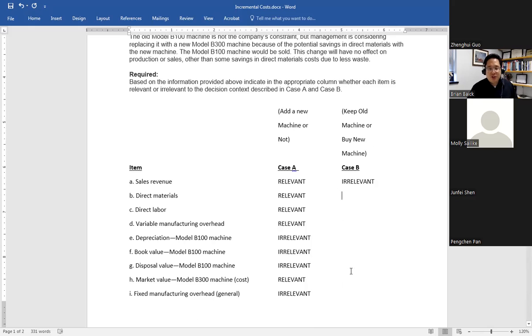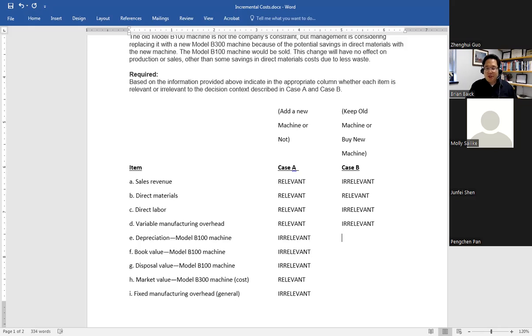It says that the new machine is more efficient, so it uses less material. So is there a difference in direct material cost, old machine versus new machine? Yeah, there's a difference. So it's relevant. It says everything else is the same, right? So the direct labor is irrelevant because it's the same. Variable manufacturing overhead is irrelevant because it's the same. It says in the problem, everything else is pretty much the same.